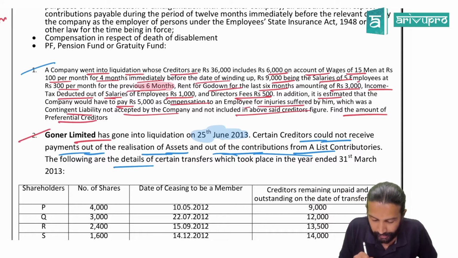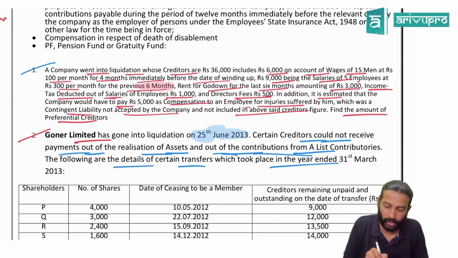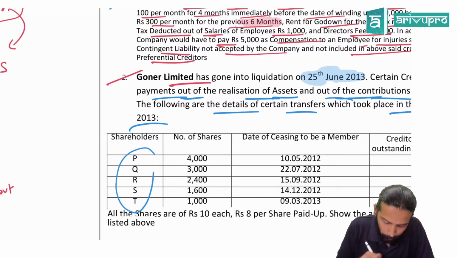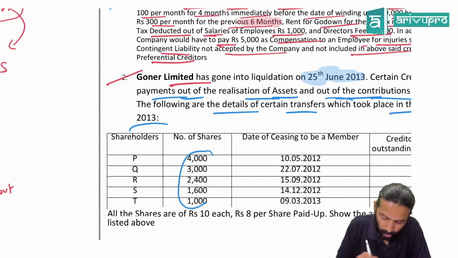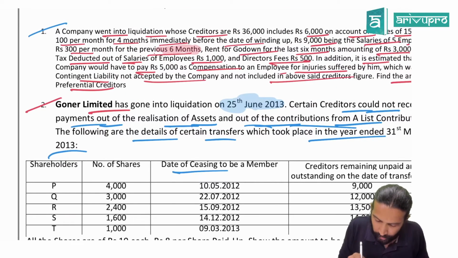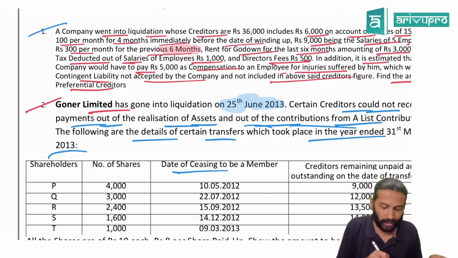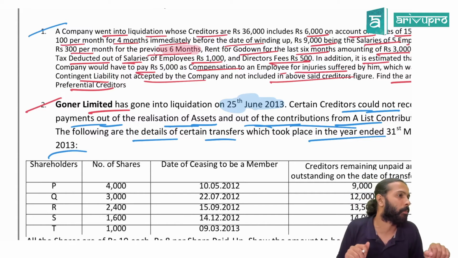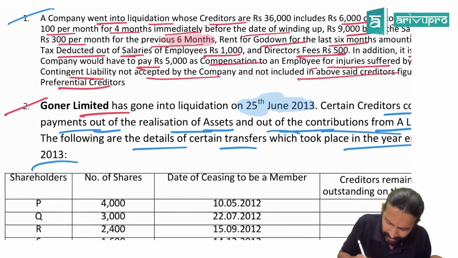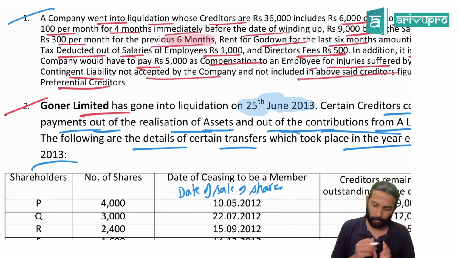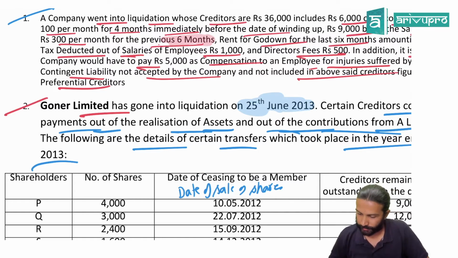The following are the details of certain transfers which took place for the year ended 31st March 2013. They have given you certain shareholders: P, Q, R, S, T. P was holding 4,000 shares, Q's holding is as much. They are telling how many shares each shareholder was holding. Next, they have given the date of ceasing to be a member. When does a shareholder cease to be a member, sir? When he sells the share. So indirectly, they're telling us this is the date of sale of shares. Instead of saying date of sale of shares, they are saying date of ceasing to be a member. Are we good with this?